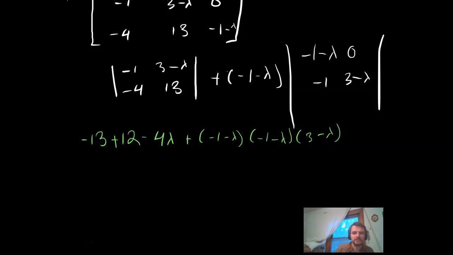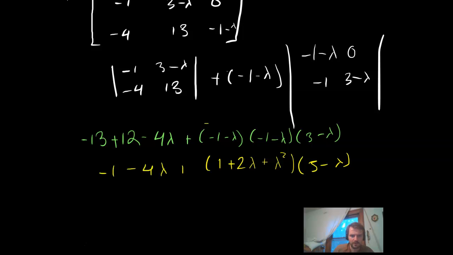Now we're going to change colors a little bit here just to make this work. So this turns out to be 1 plus 2 lambda plus lambda squared. The other way of factoring out -1 from each and then doing 1 plus lambda. Now we multiply by 3 minus lambda. And these things over here, just -1 minus 4 lambda.